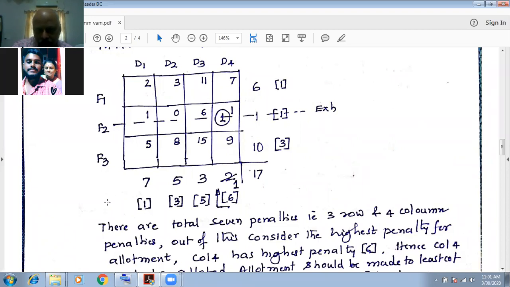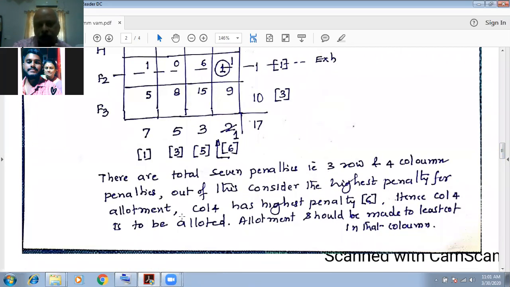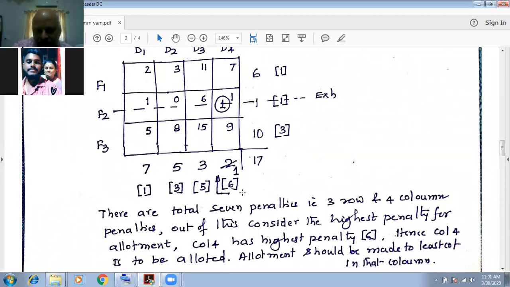Out of this, it is in an inverted L shape. You consider these penalties, this is in an inverted L shape. Regular L is like this, this is in an inverted L shape. Normally we write like this. Out of these 7 penalties, you have to identify the highest penalty. That's very important. There are total 7 penalties, that is 3 row penalties and 4 column penalties. Out of this, you have to consider the highest penalty. The highest penalty is 6.